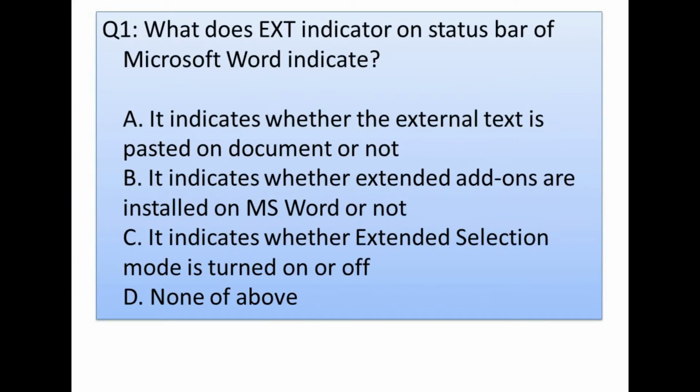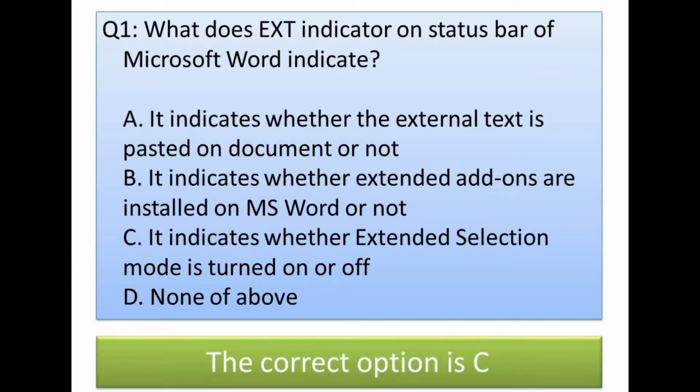What does exit indicator on status bar of Microsoft Word indicate? It indicates whether the external text is pasted on document or not. It indicates whether extended add-ons are installed on MS Word or not. It indicates whether extended selection mode is turned on or off. None of the above. So the correct option is C.